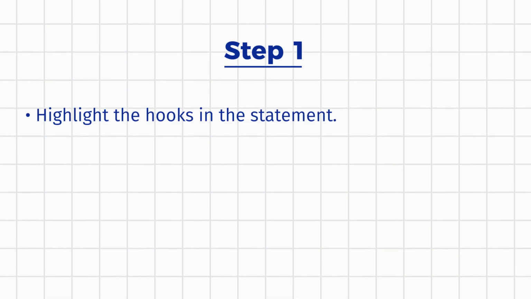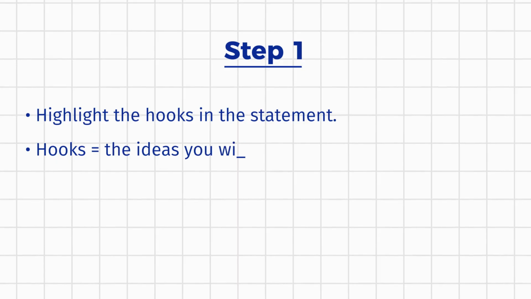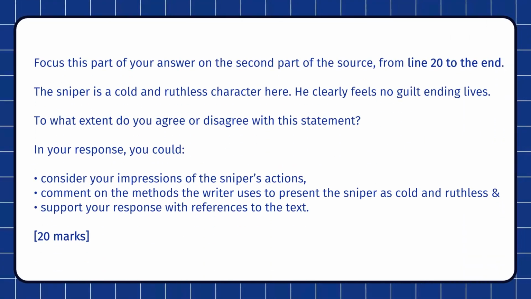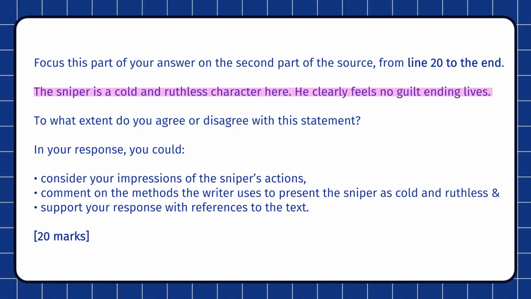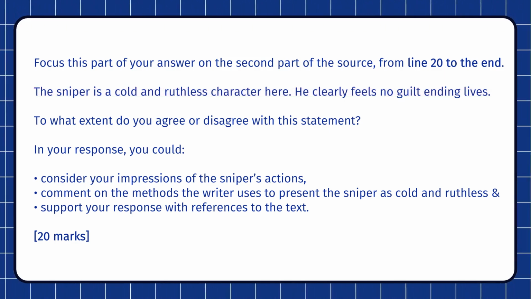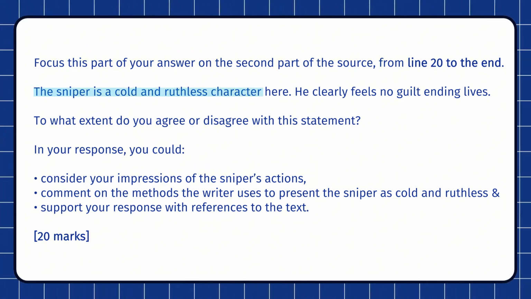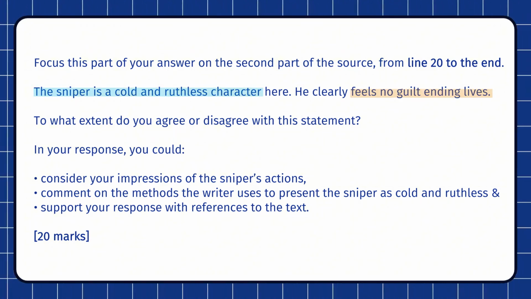So bearing this in mind, let's now cover the strategy for answering this question in full and break it down step by step. For question 4, I want you to follow a 3-step strategy. Step 1, you're going to highlight the hooks in the statement. By hooks here, I'm referring to the ideas you're going to evaluate in your response. So for example, in our sample question, the statement says that the sniper is a cold and ruthless character who clearly feels no guilt ending lives. So there are two hooks in here, aren't there? The sniper is cold and ruthless, and he feels no guilt ending lives.